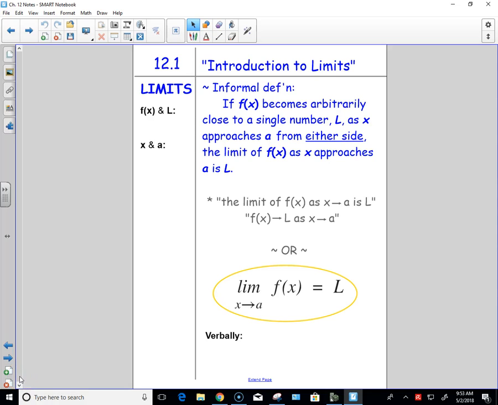Even though we're going to be using the calculator today, the point is instead the idea behind the limit and how to solve. And the most important word of section 12.1 is approach.